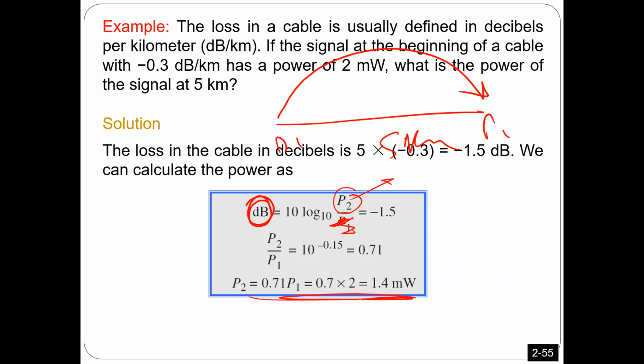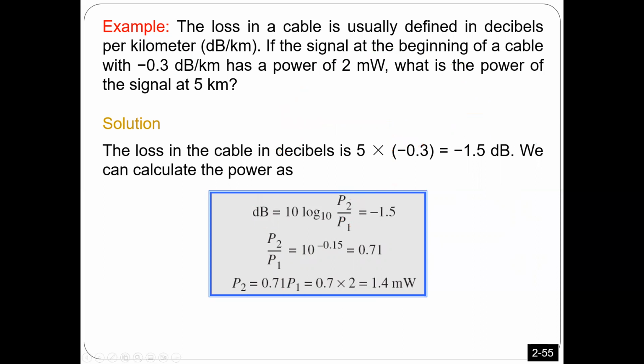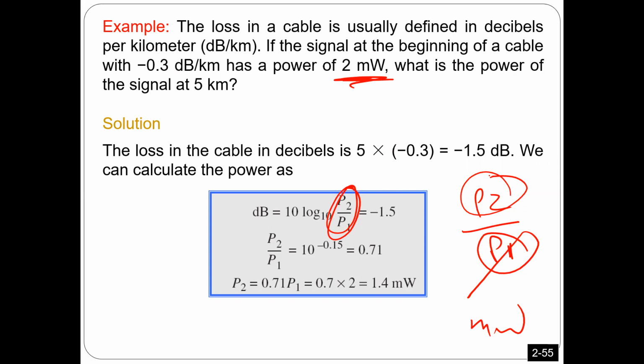Any questions? Okay. Regarding your question, is that in watt, milliwatt, or microwatt? Look here. This is a ratio, P2 divided by P1. P1 is given to me in milliwatt. So for sure P2 also has to be in milliwatt. If I give you P1 in watt, then P2 is also going to be in watt. If I give you P1 in microwatt, because it's a ratio, what I'm going to get is in microwatt. Because he already gave me P1 in milliwatt, what I'm going to get is also in milliwatt.